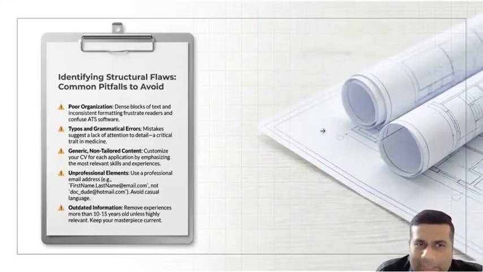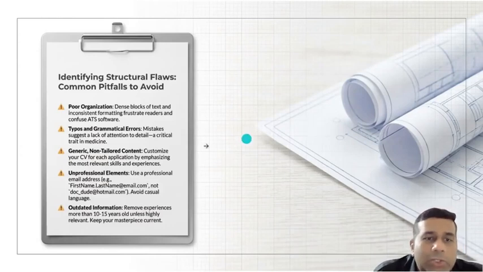Now, there are some pitfalls to avoid. I have covered most of them, but I'll just brush over them in detail. So one is, as we mentioned, a dense block of text should not be included. It should always be in the form of bullet points. Otherwise, ATS software will ignore that.